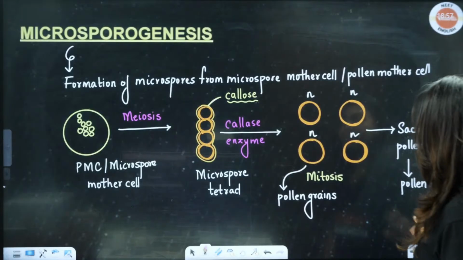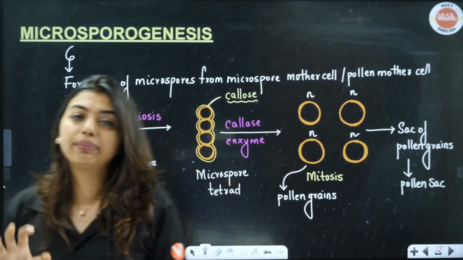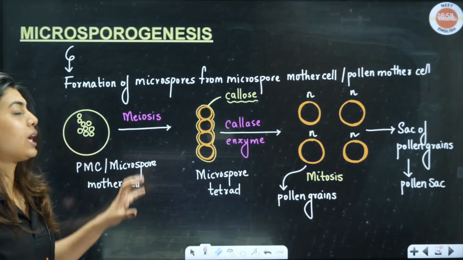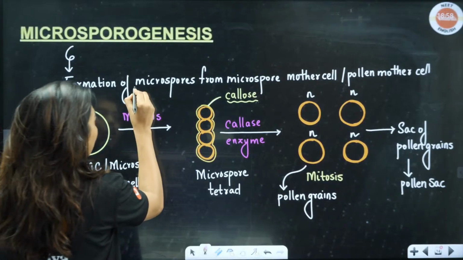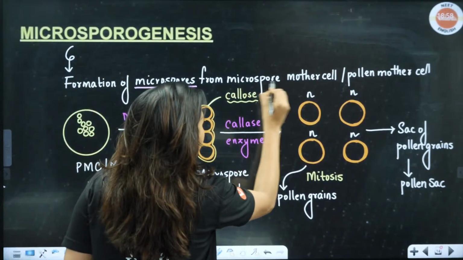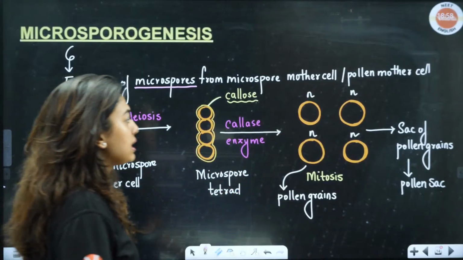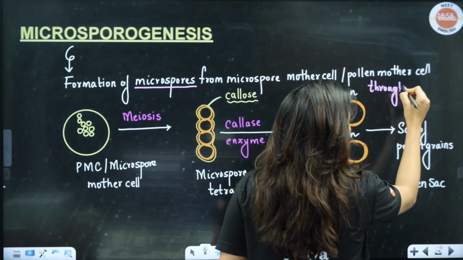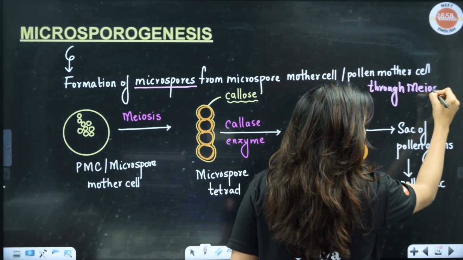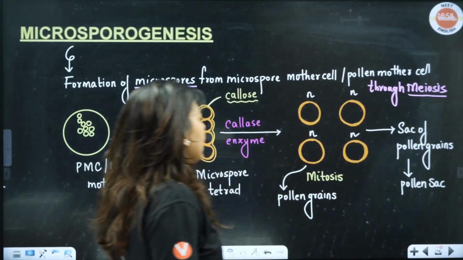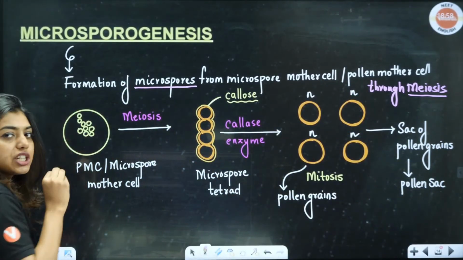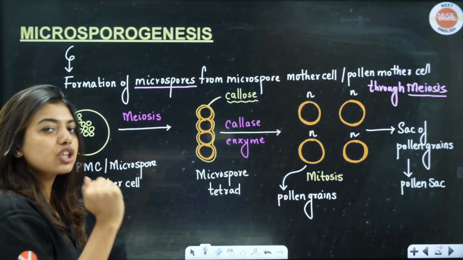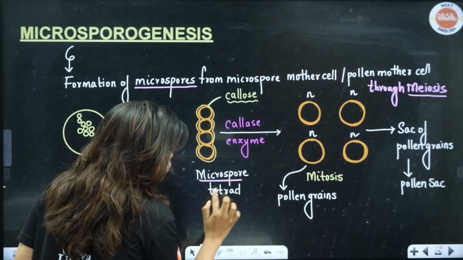So I have put an NCERT snippet so that you can understand the explanation. Now look here, what is microsporogenesis? This is one of the most important concepts of your topic. Microsporogenesis means formation of microspores from microspore mother cell or pollen mother cell through meiosis. Through what? Through meiosis, reductional division. Okay, through meiosis. That tissue is going to undergo meiosis, which is a reductional division, and they are going to form microspore tetrad.